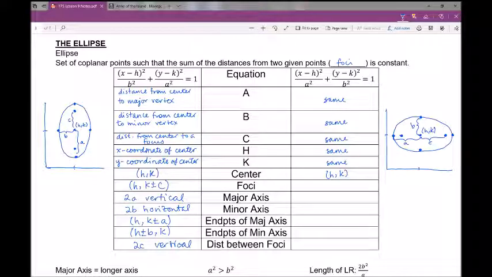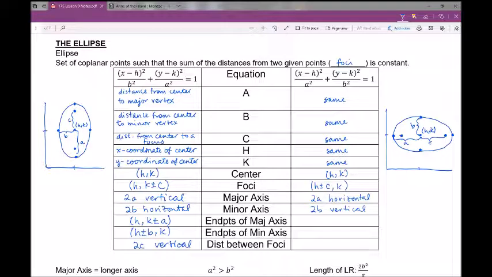So instead of adding it to the y coordinate, we'll have h plus or minus c, comma k for our foci points. The major axis this time will still be 2a in length, but this time it's in the horizontal direction. The minor axis will still be 2b, but this time it's in the vertical direction.